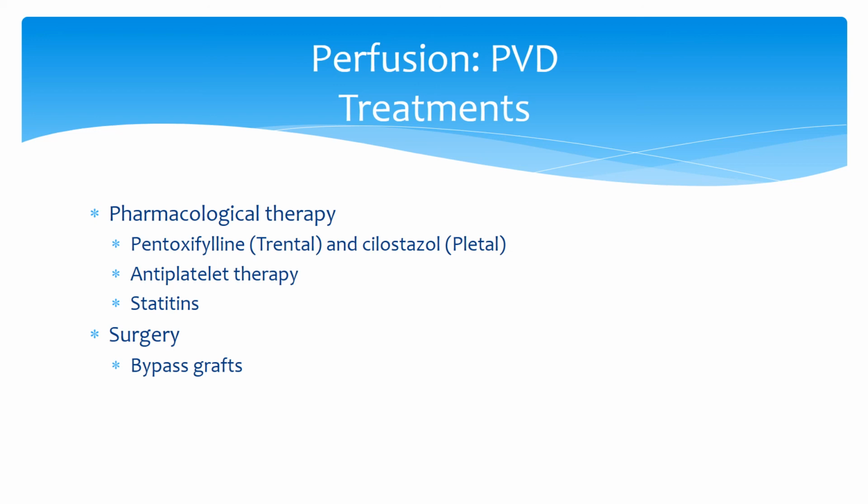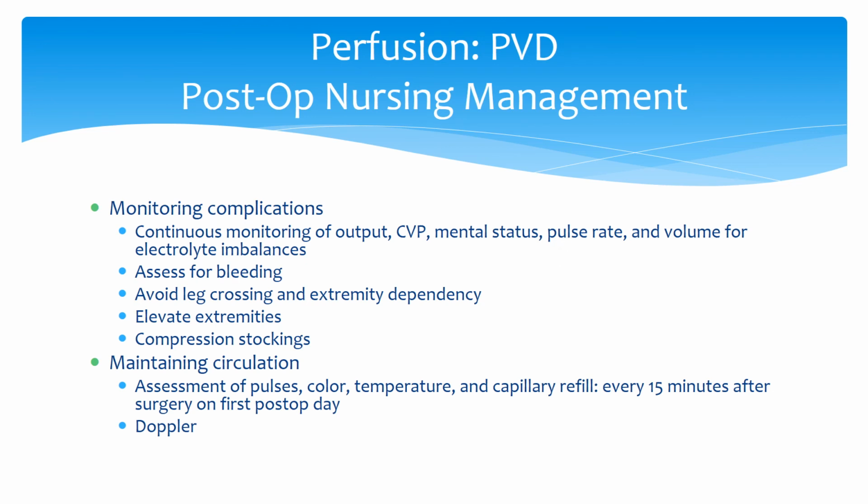A lot of times what we have to look at is surgery, which is the bypassing of the graft, and that comes later. Usually if all those treatment modifications, lifestyle modifications, aren't working, we have to look at possibly replacing that vessel in the leg, just to enhance the blood flow. So post-op nursing management, if they get a graft, is that we want to make sure that we're monitoring their intake and output, and also their CVP, which is linked to fluid volume status. So we want to make sure that they're adequately hydrated, there are no changes in mental status, their pulse rate's normal, and there's no changes in their electrolytes.